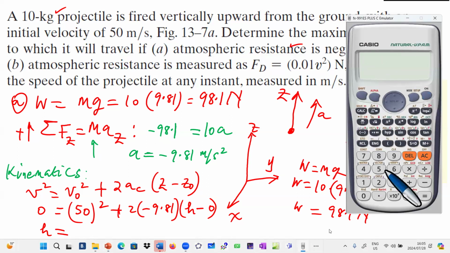Okay. Now, let's do this together. So if this is the calculator, we're going to take this 50 squared, we move it to the other side, making it negative. So it's going to be negative 50 squared. Okay, and then we divide by this. What is that? Open bracket 2 times. Let's see if the calculator can take 9.81. Okay, it's taking a multiplication with a negative, and we close the bracket and press the equal sign, and it is 127.